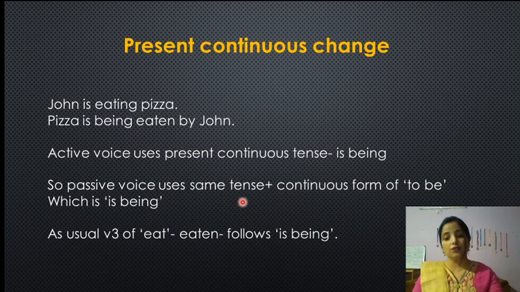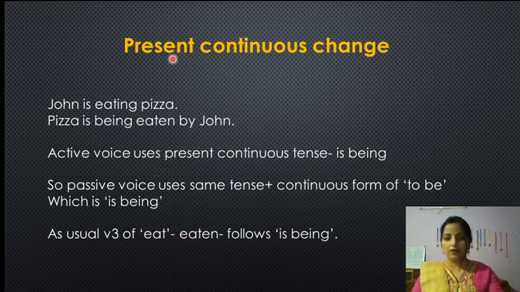Remember in reported speech, we used to change the tense. We used only past tense in reported speech, but not in active passive voice. Tense will remain the same plus the continuous form of to be. We have to use to be in each passive voice. To be form is compulsory. So because here we have eating, we will use to be as being. Okay. Pizza is being. Then we have the V3 eaten by John. So we have the V3, eat and eaten, which follows is being. So first we will have pizza is being followed by eaten.